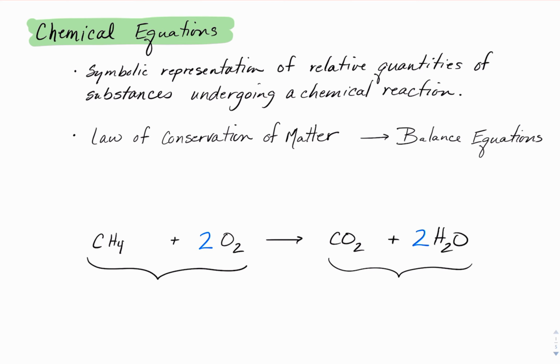So we're going to start talking about chemical reactions and how we can use chemical reactions to describe relative quantities of substances as they react together. So a chemical reaction is essentially a symbolic representation of relative quantities as a chemical reaction proceeds. Based on the law of conservation of matter, we cannot create or destroy atoms in a chemical reaction. Therefore, we need to balance chemical equations or reactions with numbers that we call coefficients.